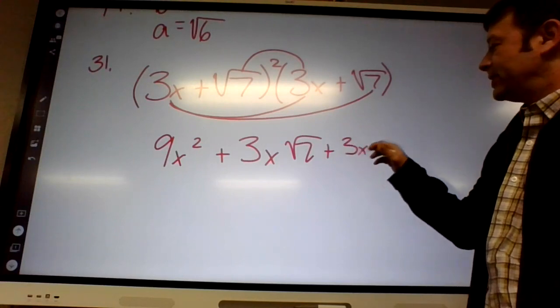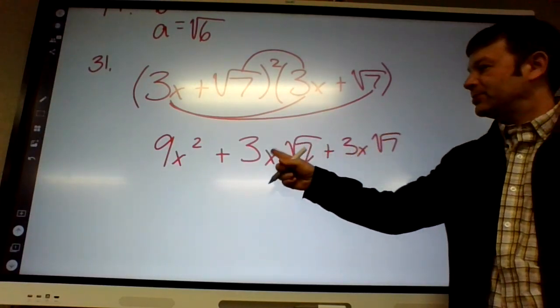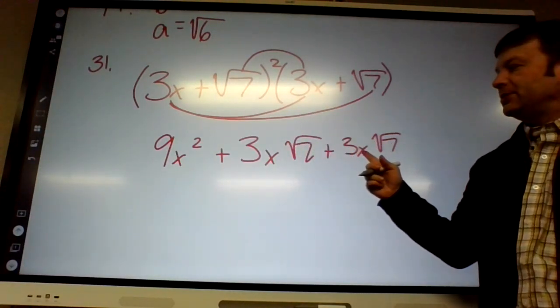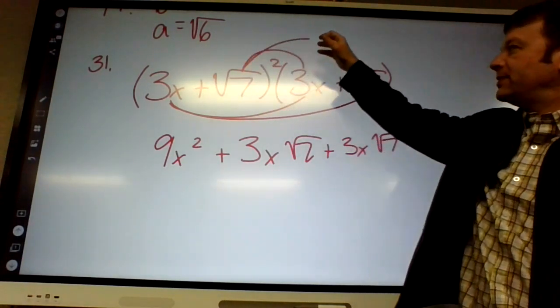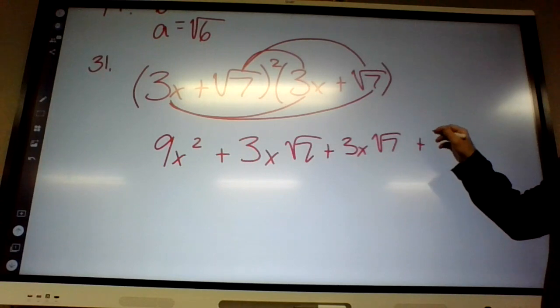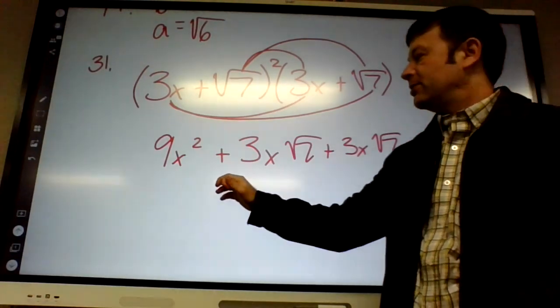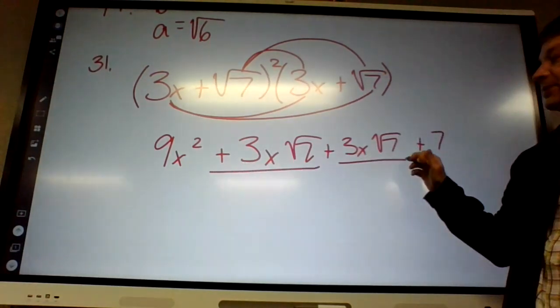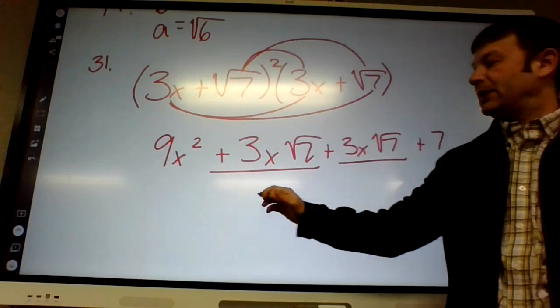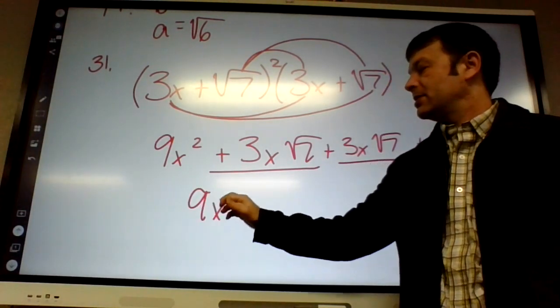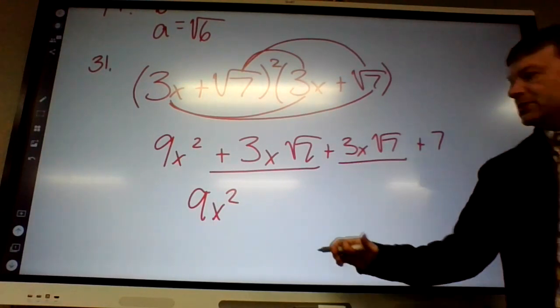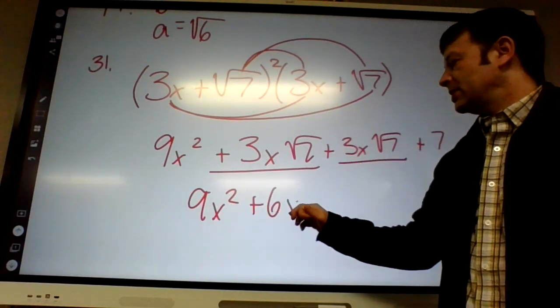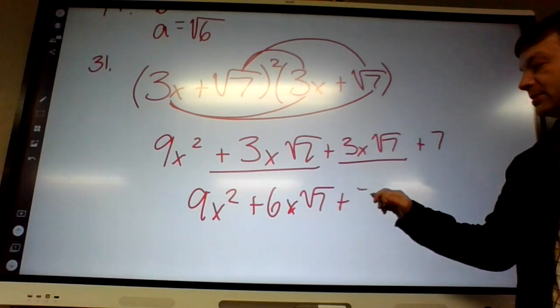If you want to, you can kind of skip those two because you could just say it's 6x square root of 7. And then the last, what's square root of 7 times square root of 7? 7. So, the middle are like terms, they add together. So we got 9x squared plus 6x square root of 7 plus 7.